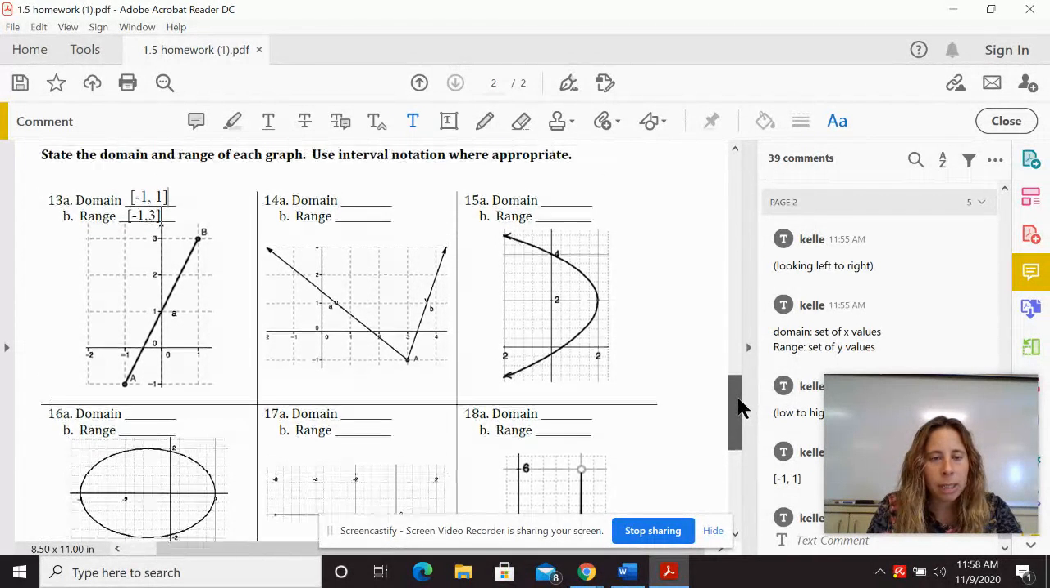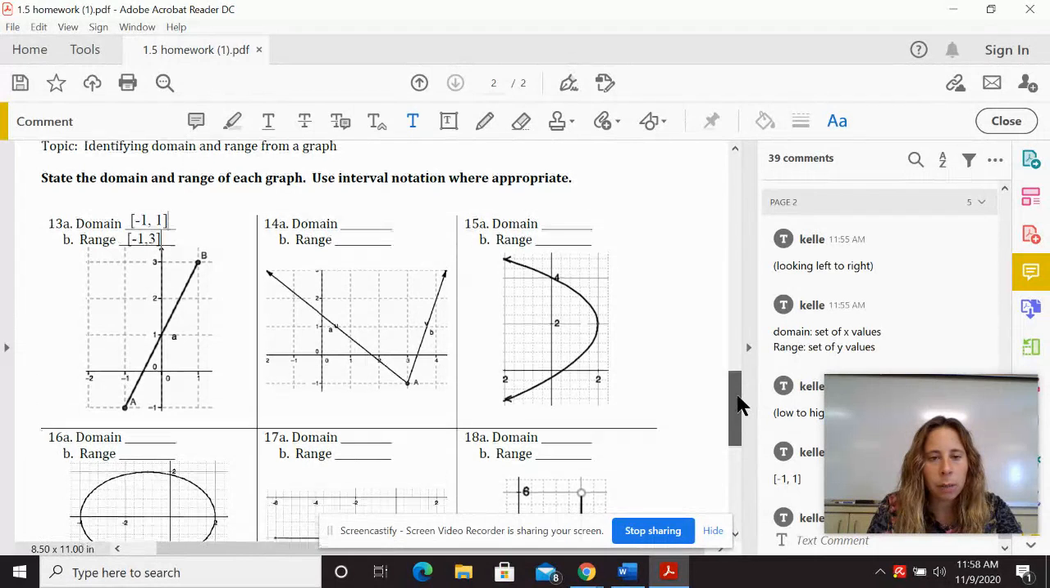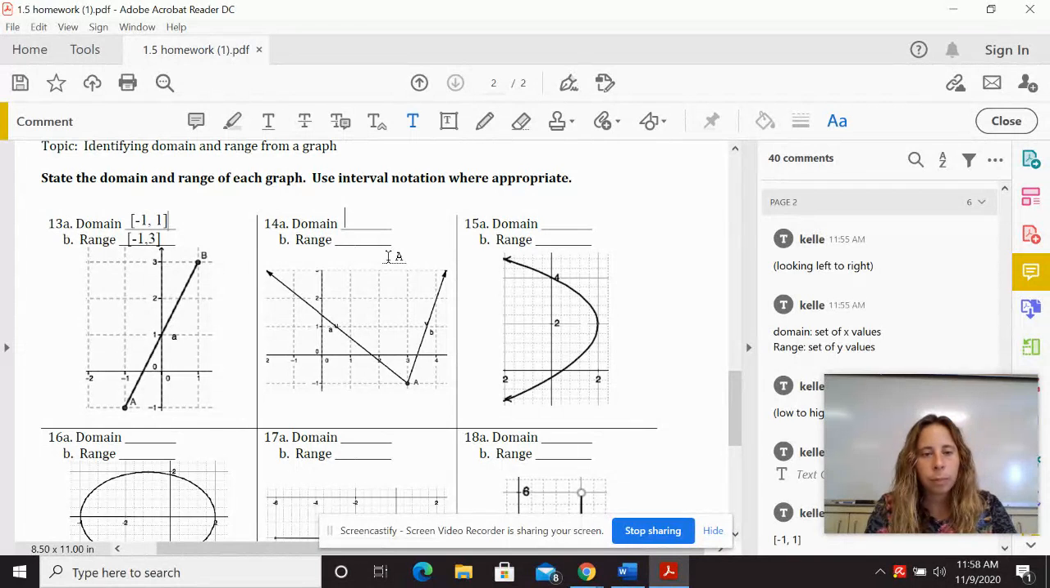We'll do 16 because that's going to be weird, but we'll just do 14, and then we'll jump around. So domain of 14. So 14, the domain, you're looking at the x values. Well, let's see. I have -1. Oh, I have this arrow. That means that this is continuing forever in that direction.